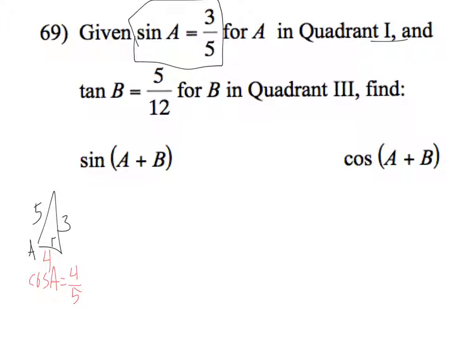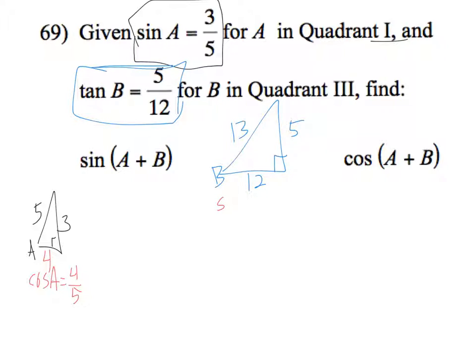Okay. Step 2, I'm going to look at my second triangle. So we've got tangent of B is 5/12. And in looking at this guy, so that's B, 5/12, that's going to be 13 using the Pythagorean theorem. So for this guy, I need both sine B and cosine B. In quadrant 3, sine B is going to be negative, so it'd be negative 5 over 13. And cosine of B in quadrant 3 is going to be negative, and that would be negative 12 over 13.